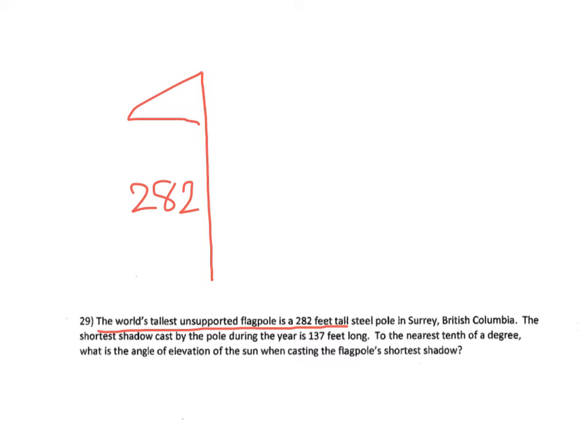All right. Then it says the shortest shadow cast by the flagpole during the year is 132 feet long. So imagine looking at your shadow when you're standing outside, and your shadow is going to look something like this. And so we know that it is 137 feet long. And we're going to go ahead and connect to make a triangle.